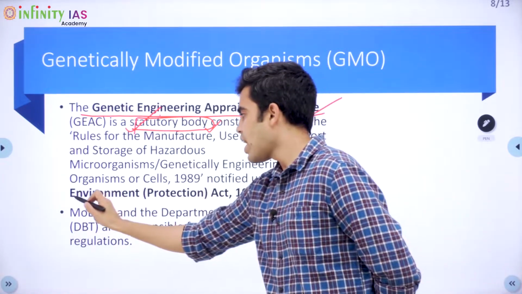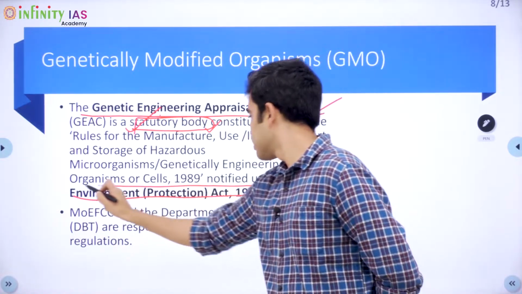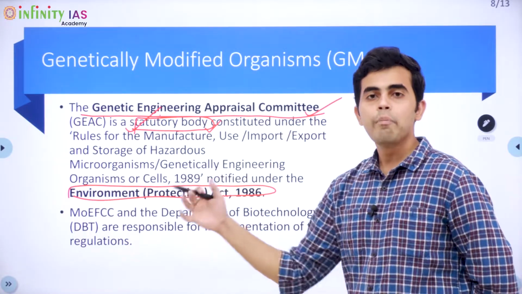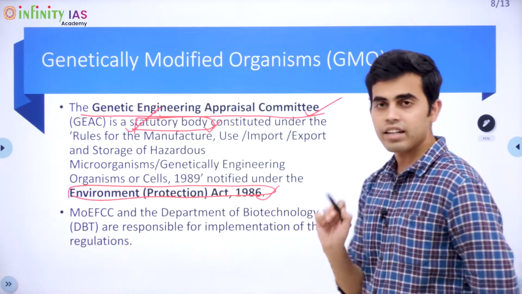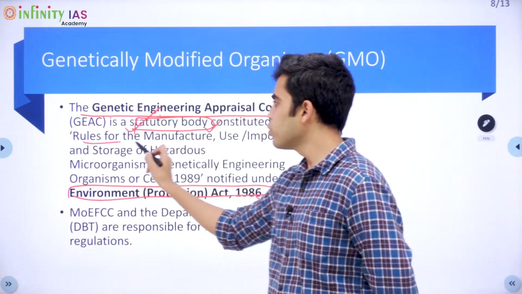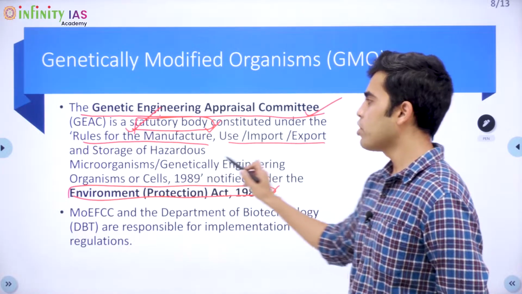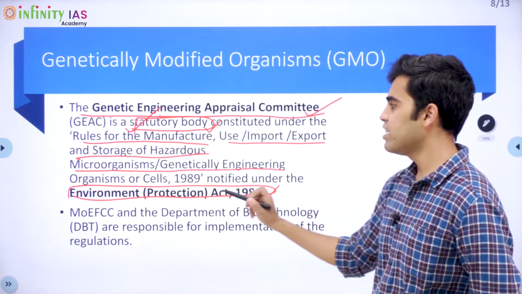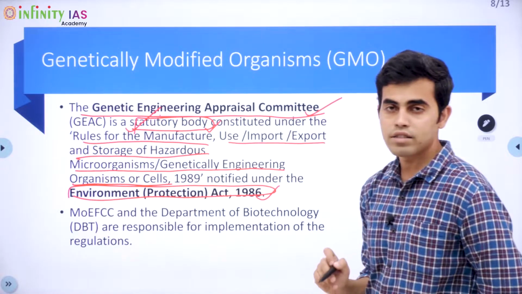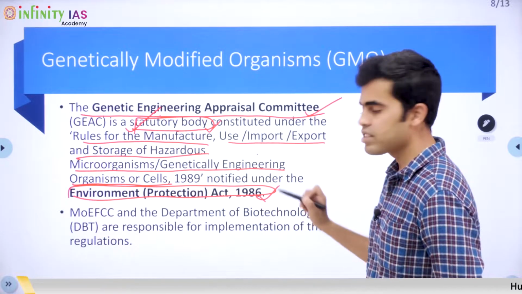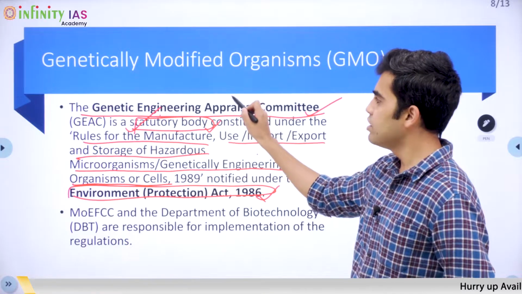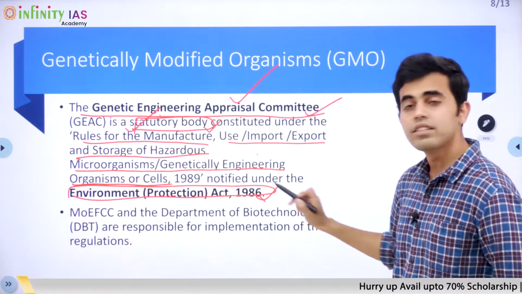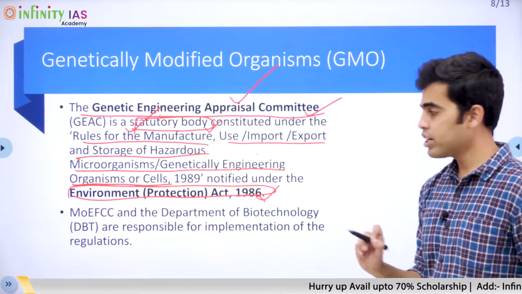The law is the Environment Protection Act 1986. So there are certain rules made under this Environment Protection Act 1986, that is rules for the manufacture, use, import, export and storage of hazardous microorganisms, genetically engineered organisms or cells. So these rules are made under this act, and under these rules this committee has come into existence. So this is a statutory body made under this act. These 2 points are important for prelims examination.